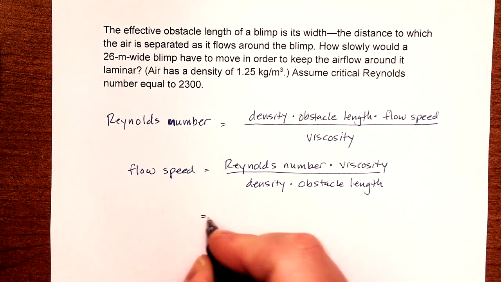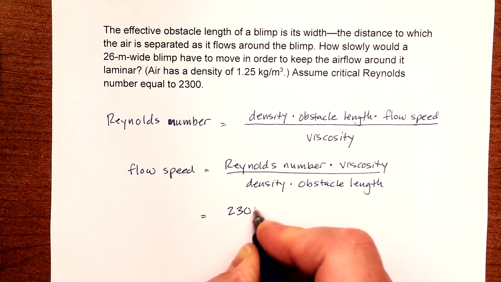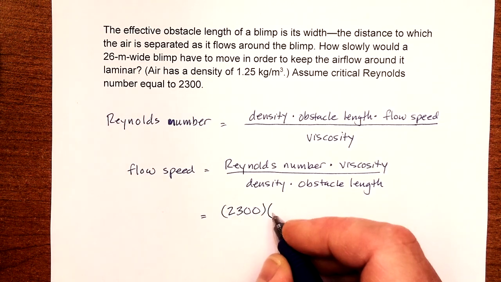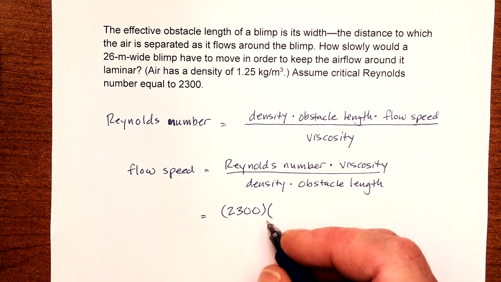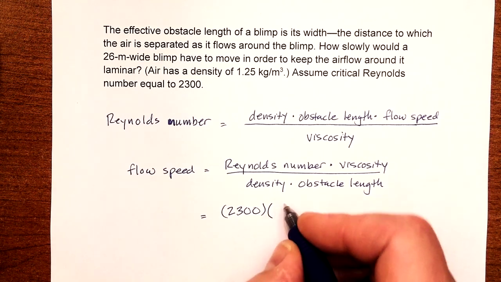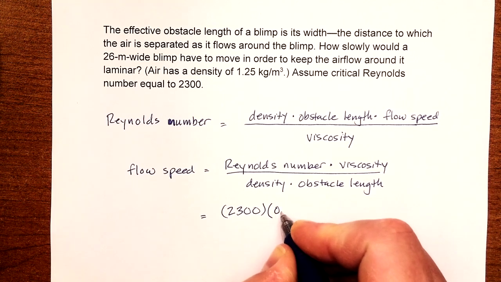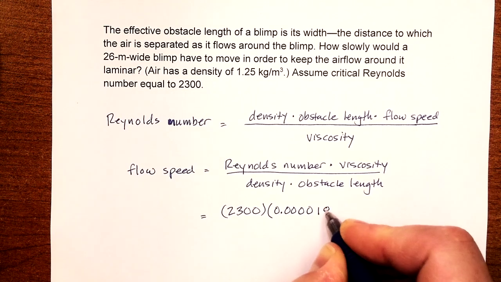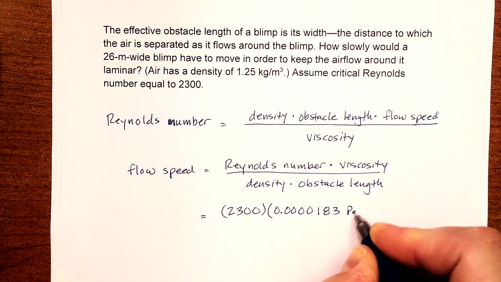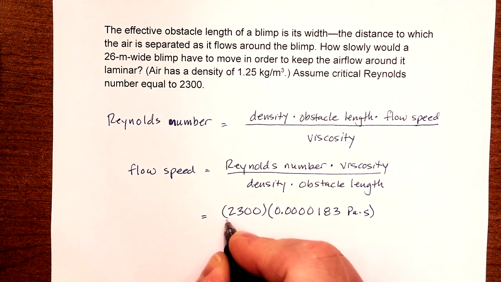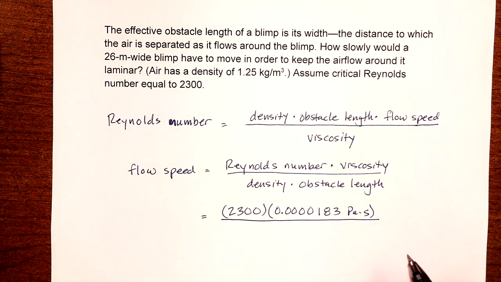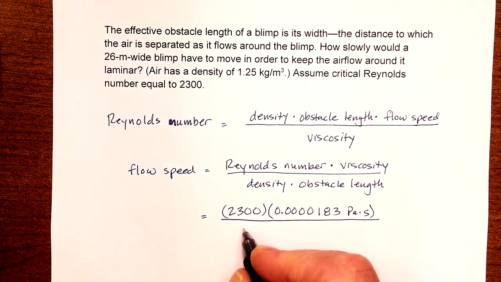Then we should be able to plug in. We're told to assume the Reynolds number is 2300. The viscosity of air, we need to look up. It's in the table in chapter 6, and it happens to be 0.0000183 Pascal seconds. So not an incredibly viscous fluid, which you probably know already. It's a lot easier to move through air than it is through water or almost any other sort of liquid that you can think of.